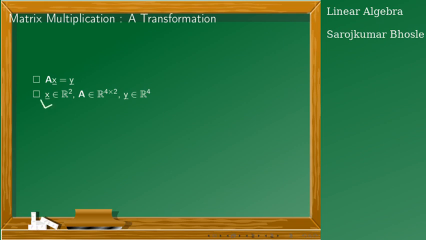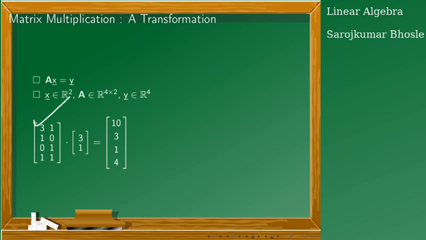Now here vector x is a two-dimensional vector, A is a 4 by 2 matrix, and vector y is a four-dimensional vector. So this is what these notations mean. R square is the space of all two-dimensional vectors. R to the power 4 is the set of four-dimensional vectors, and R to the power 4 cross 2 is the set of 4 cross 2 matrices. So in all of these, the entries in the vectors and matrices come from real numbers.